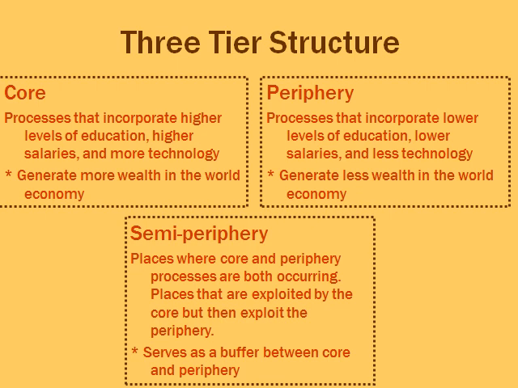The semi-peripheral are in the middle, so they may have some core processes going on. They may have wealthy people in their countries, but they also have the manufacturing too. They also have the poorer ones. And there's sort of a buffer between the core and the peripheral.